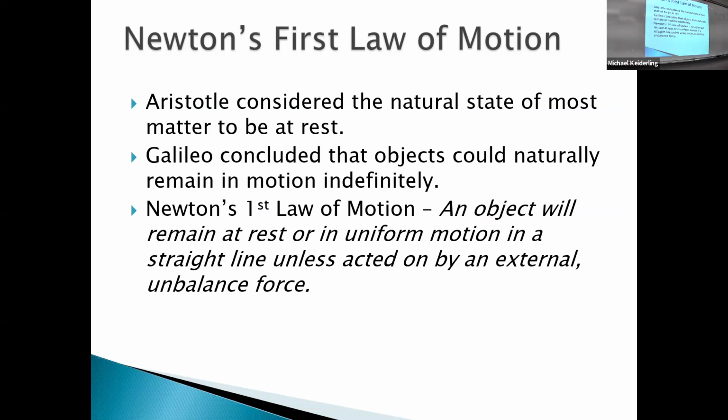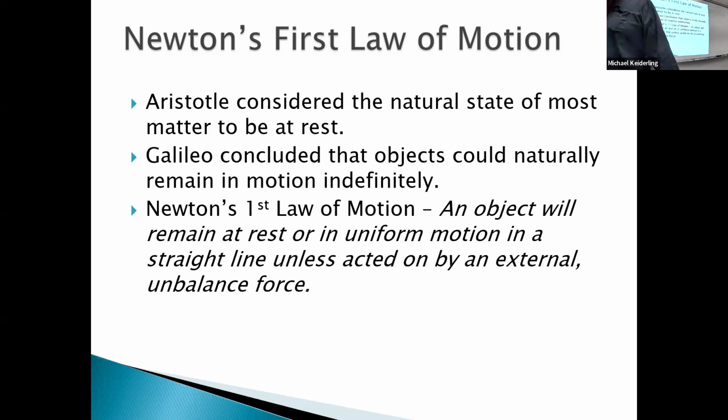So Aristotle, several thousand years ago, considered that the natural state of most things was to be at rest. And then the heavens kept going in circles because their natural state was to be moving, because they were perfect and made of matter. Galileo, by studying the actual motion of objects, realized that theoretically an object could naturally remain in motion indefinitely. And Isaac Newton was able to sort of put this together and write up a description of this.